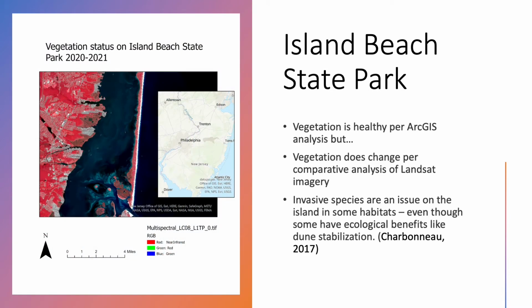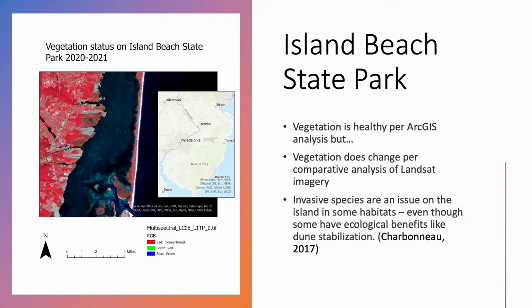Taking a look at the health of the vegetation on Island Beach State Park, you can see on this image that the majority of the island is red. It's pretty bright red. It's pretty healthy. And there's a lot of healthy vegetation on the mainland there, which can help you when you analyze this map I made in ArcGIS to understand the level of health of the vegetation. That's the point of using those bands. So what we're looking at here is healthy vegetation on the island.